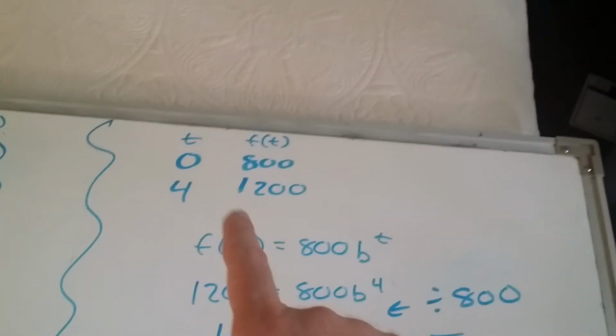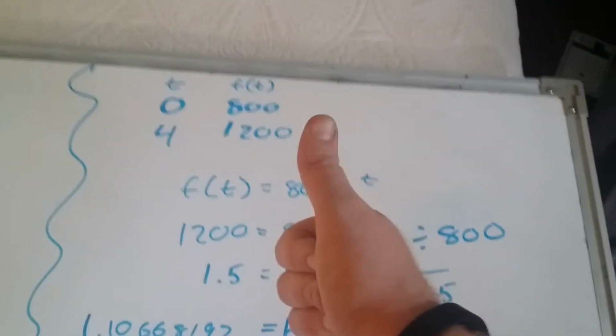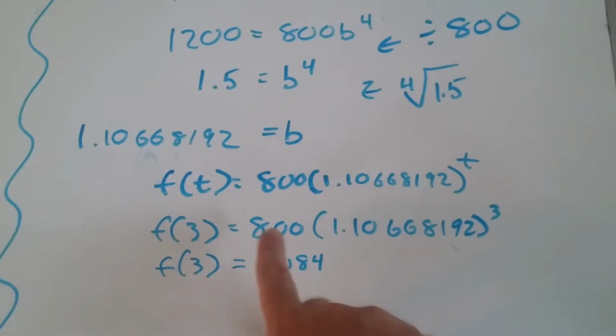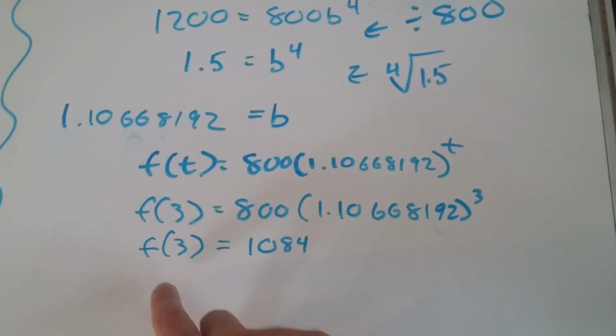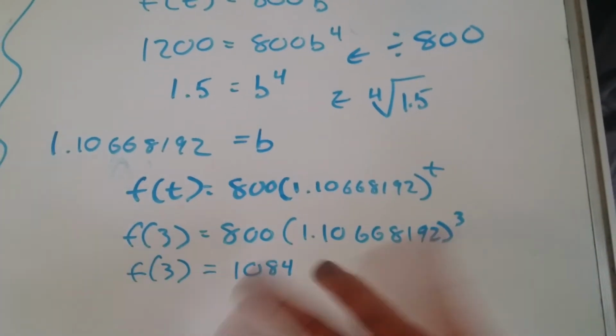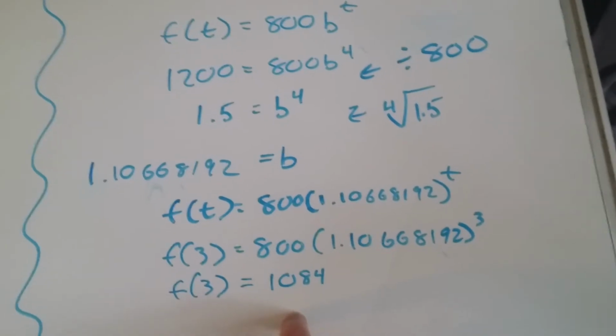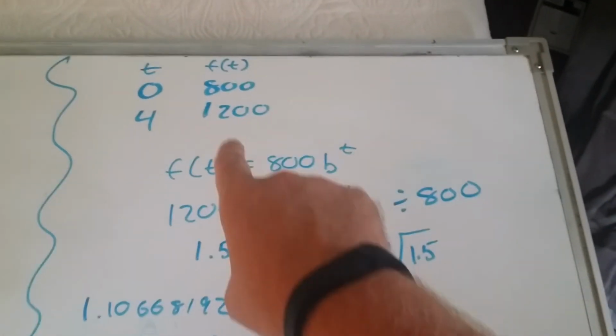Worth noting that they give you 0 hours and 4 hours, so it should be somewhere in between these two numbers. So we plug in 3, put that into the calculator, and you're going to find out that f of 3 is 1084. There was a decimal point, but I guess you round to the whole bacteria. Anyway, that makes sense too, because 1084 is in between these numbers.